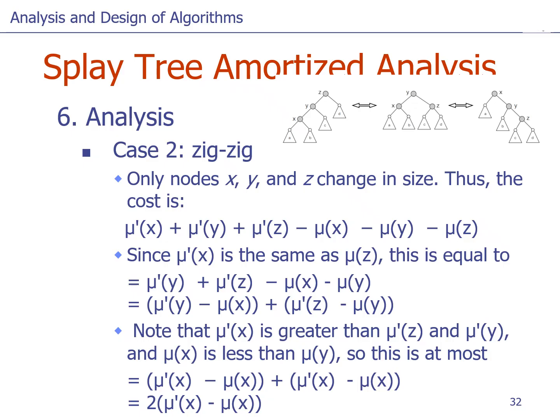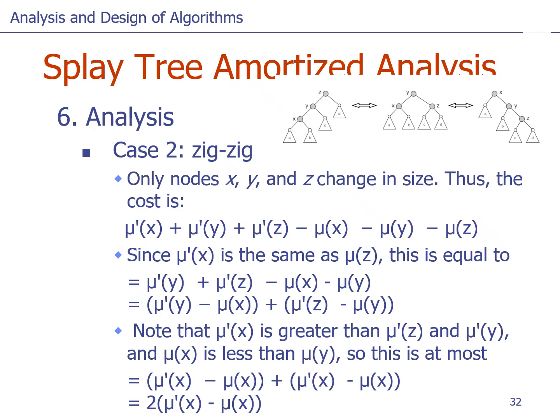Mu dash x is the new balance of x, which is at the top now of the tree, so it has to be bigger than anything else. Mu dash z is at the bottom now, 2 levels away from the root, and mu dash y is 1 level away from the root. Okay, and mu dash x is less than, mu x is less than mu y.